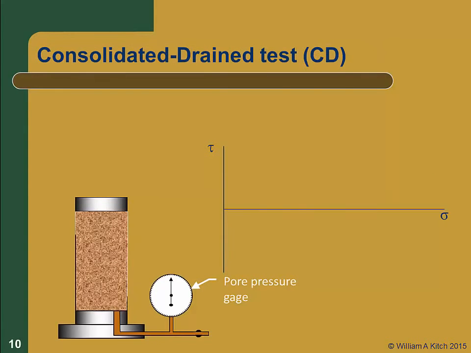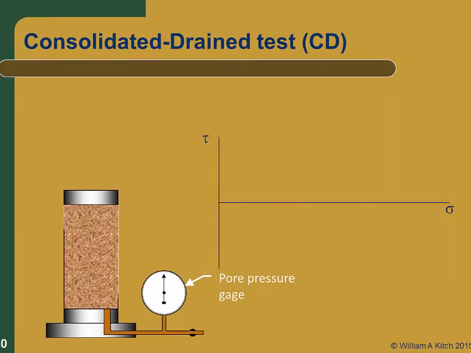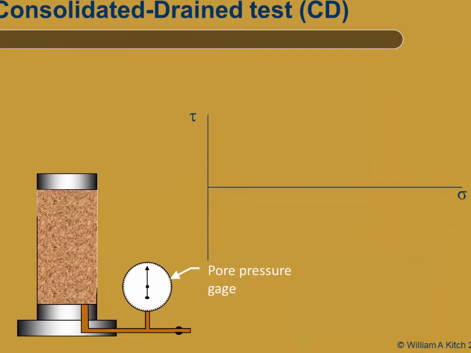Now let's consider the consolidated drained, or CD, test. In this test, the drainage valve remains open during both the consolidation and shear phases, and any excess pore pressures that might be generated are allowed to dissipate, so there's no excess pore pressure. Therefore, the effective stress and the total stress are equal. This is an effective stress test.